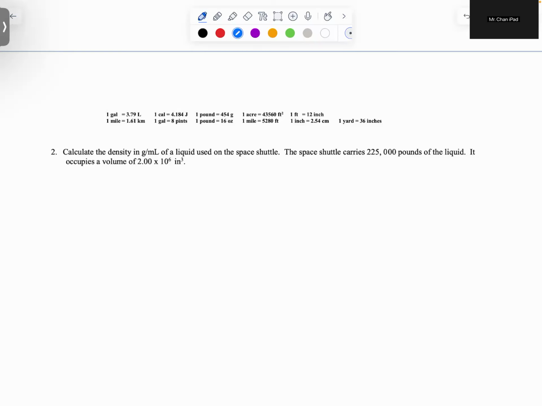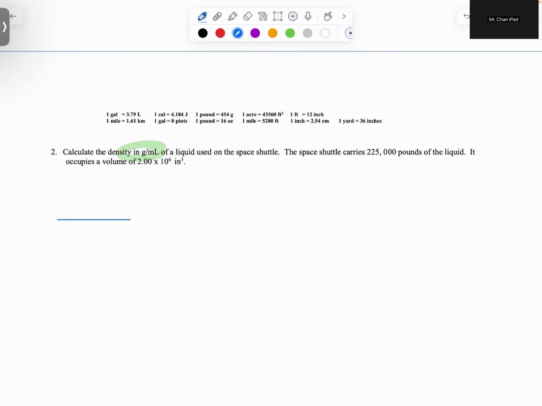Now, for this one, it says calculate the density in grams per milliliter. They used the liquid used in the space shuttle, and they give you two numbers. One is in pounds, the other one is volume. Now, look at what you're being asked. How many dimensions are there? 2. So how do we start?